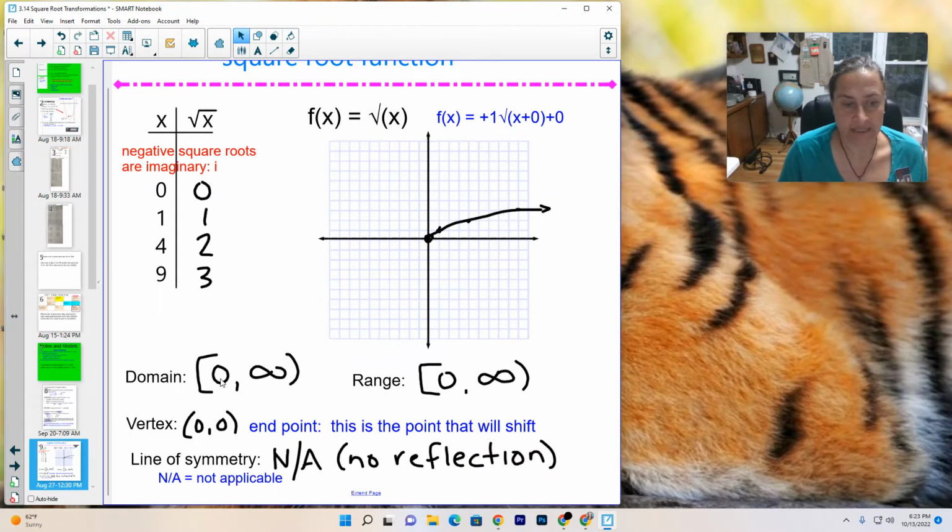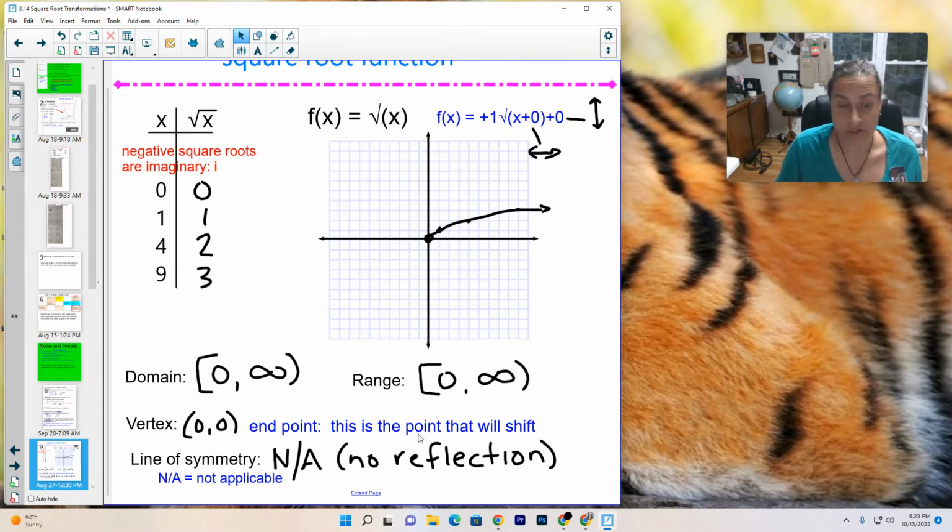My domain starts at 0 and goes through infinity. My range starts at 0 and goes up through infinity. The vertex is at (0, 0). That's the endpoint that will shift around depending on these values. This one goes left and right, and this one goes up and down.